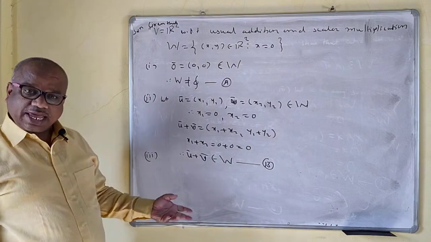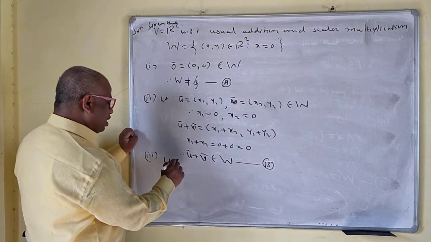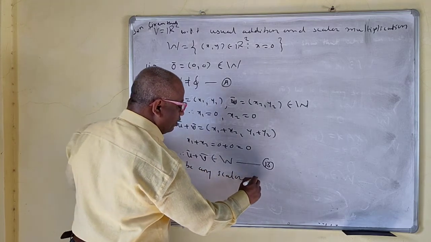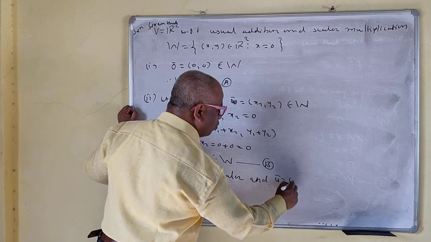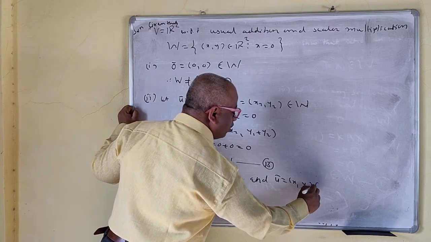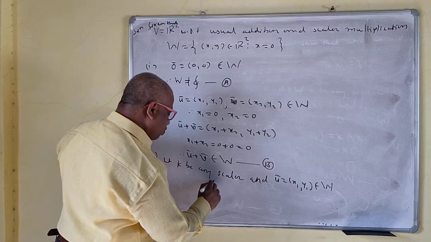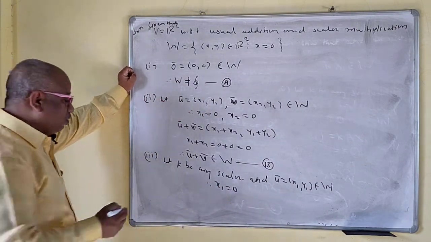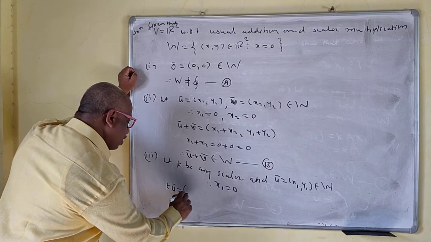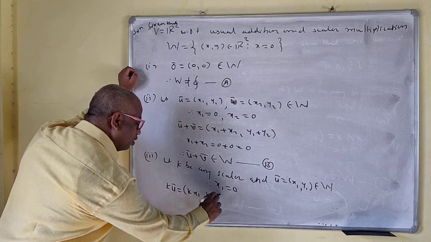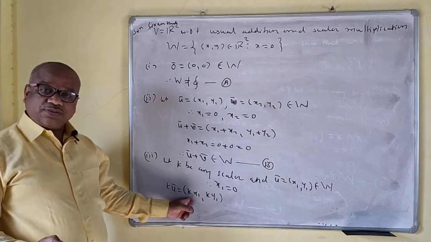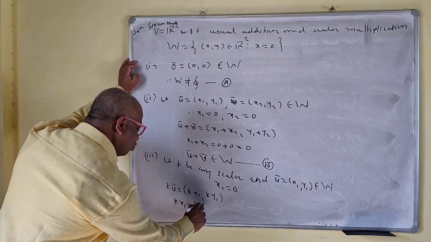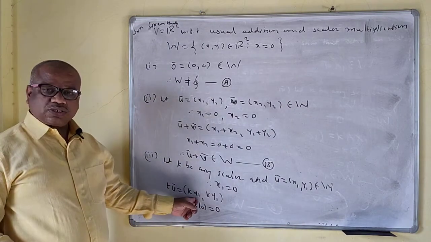Okay. So next we will take K is any scalar. Let K be any scalar, and U bar is equal to x1, y1 belong to W. So therefore x1 is equal to 0. Now what we want to prove? K U bar belongs to W. So we find K U bar now. K U bar is K x1, K y1. Where does it belong? If your K x1 is 0, then it is in W. So we find the value of K x1 now. K x1 is K into 0. So this is 0. So your first component is 0.